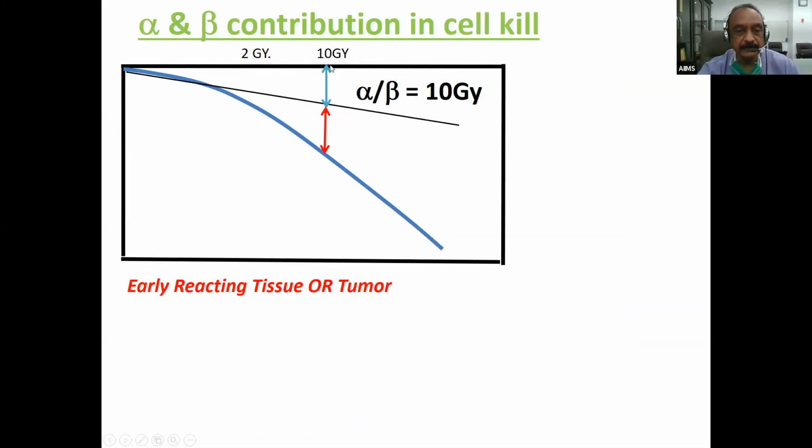So alpha beta contribution, if you see for early reacting tissue or tumor, because tumor and early reacting tissue have similar alpha beta ratio, at 10 gray the contribution by alpha is equal to the contribution by beta. In clinical practice, we are using 2 gray per fraction. So if you look at the 2 gray point, you will appreciate that at 2 gray, the main contribution in cell kill is by alpha and a very small contribution in cell kill is by beta.